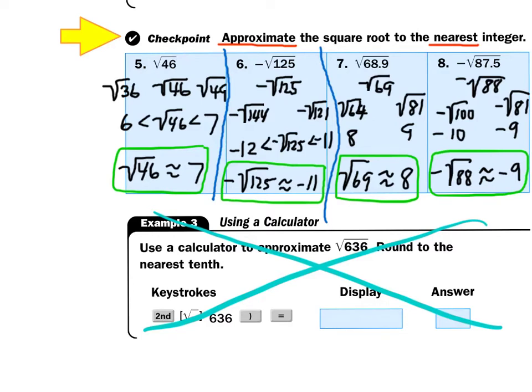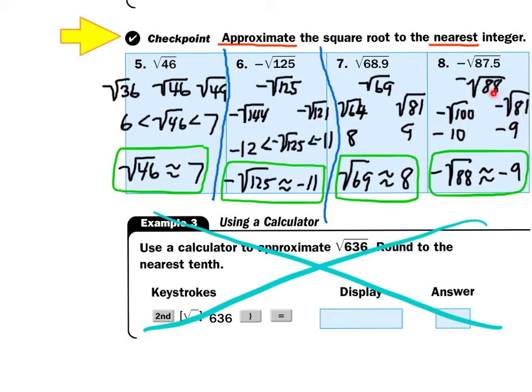Okay, here, same thing. See the negative, I'm going to keep the negative in front, but 87.5, I'm going to round to about 88. So I just have to estimate negative radical 88. Well, I know 88 is between 100 and 81, and so it's got to be between negative 10 and negative 9.